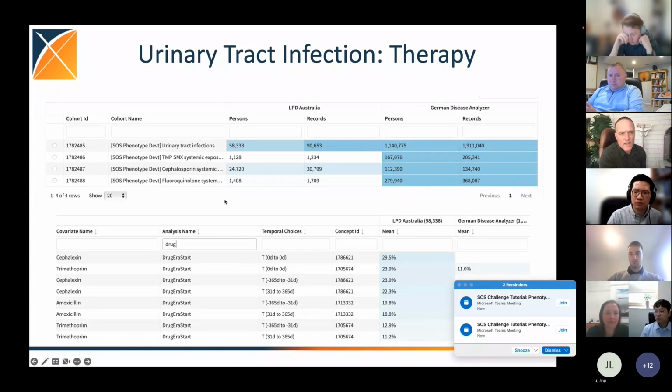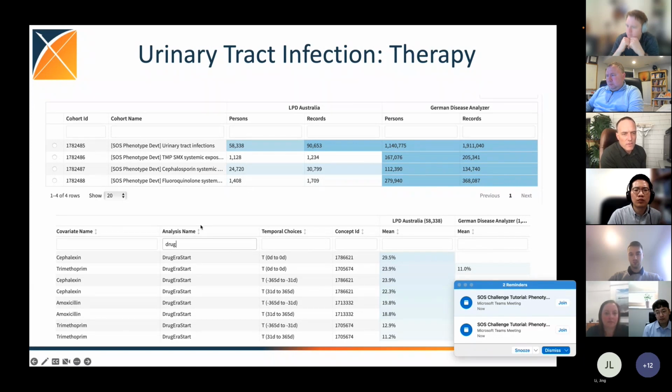With respect to therapy, I think I'd mentioned earlier, this is the same table that I showed initially, that there was a pretty considerable drop-off in TMP-SMX, although in retrospect, looking at this, I think this is actually something that I believe Jack had mentioned that we might anticipate in terms of the use of cephalosporins versus fluoroquinolones in Australia.